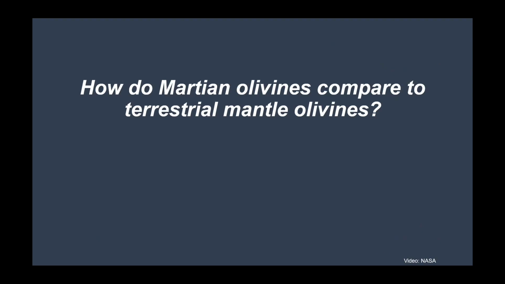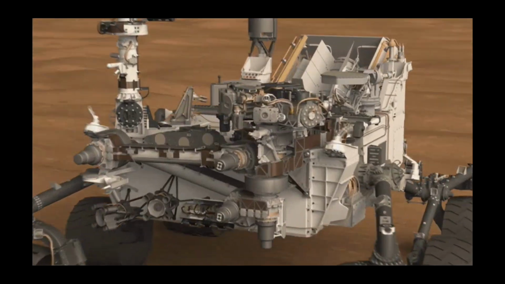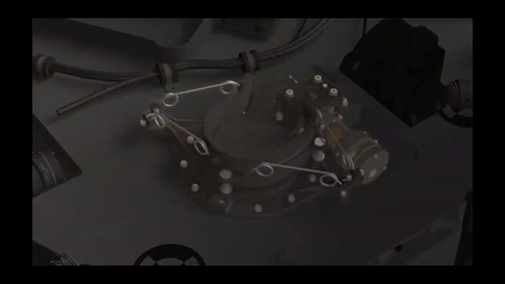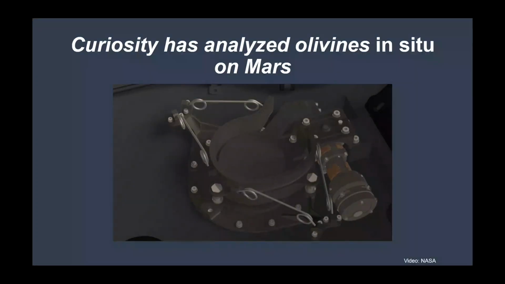The question then, if we want to think about serpentinization on Mars, is how do Martian olivines compare to these terrestrial mantle olivines? Fortunately, the Curiosity rover has analyzed olivines in situ on Mars using the CheMin X-ray diffraction instrument. This is an animation of the CheMin instrument. Essentially what Curiosity does is it drills a sample, pops it into its belly, and then it runs powder X-ray diffraction using the CheMin instrument to determine the mineralogy. And using Rietveld refinement, it can determine very accurately the Fo number of the olivines.